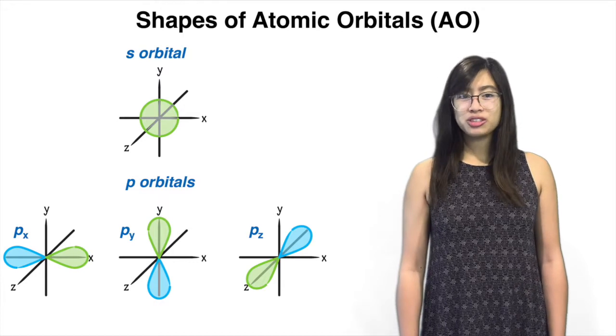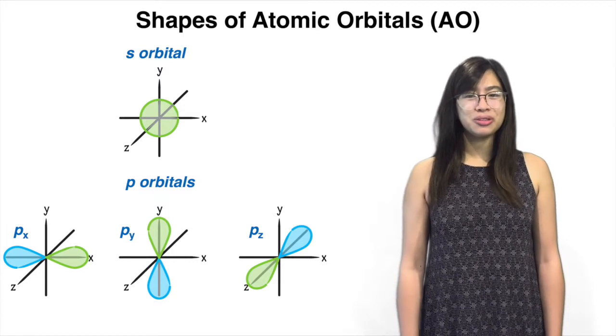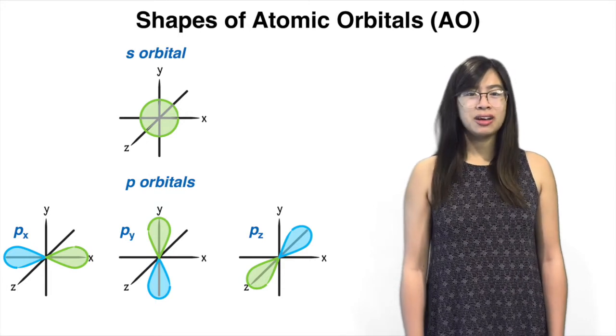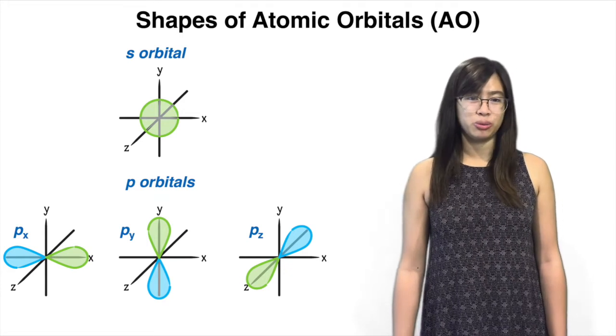Atomic orbitals exist as electron clouds and have specific shapes and sizes. S orbitals are spherical, while p orbitals are infinity-shaped and can exist on 3 different axes, the x, y, and z axis. All 3 p orbitals have the same energy and are called degenerate orbitals.